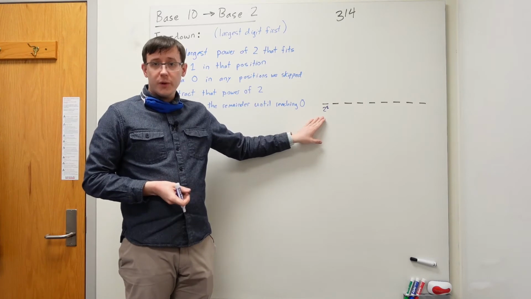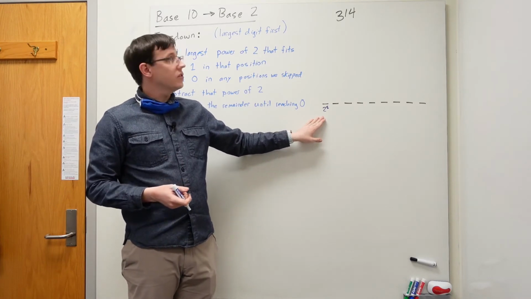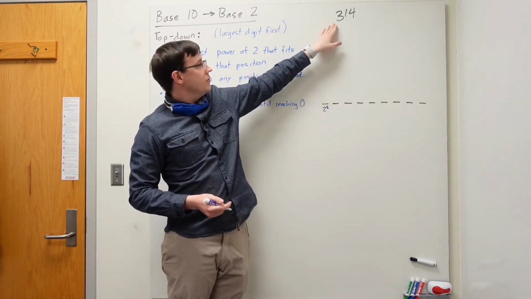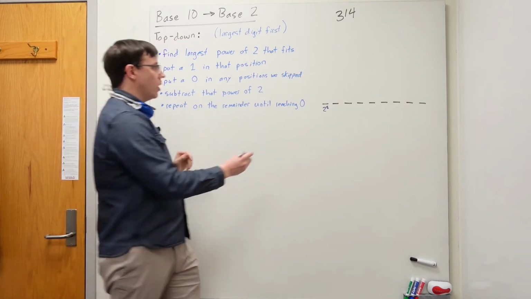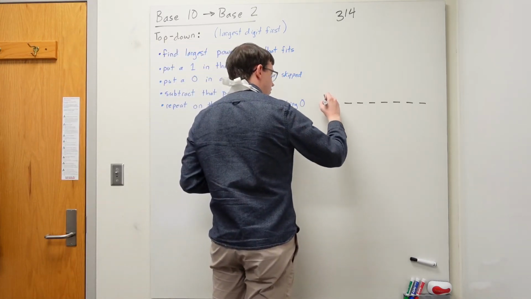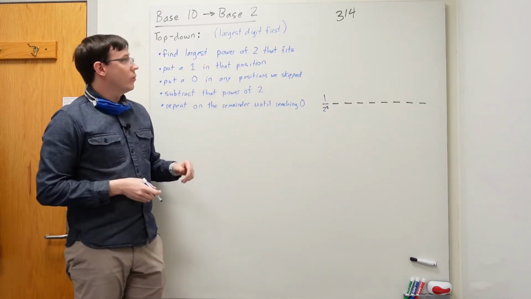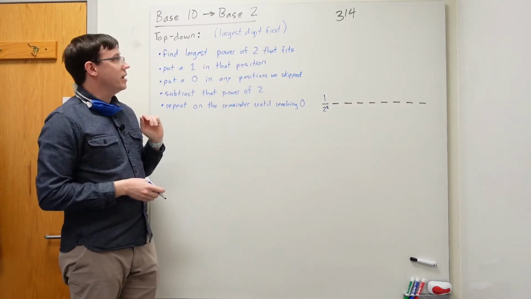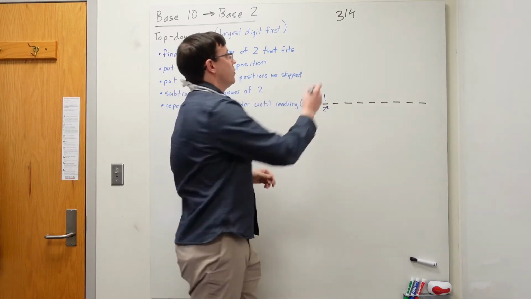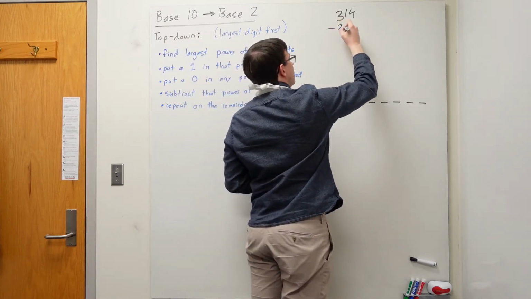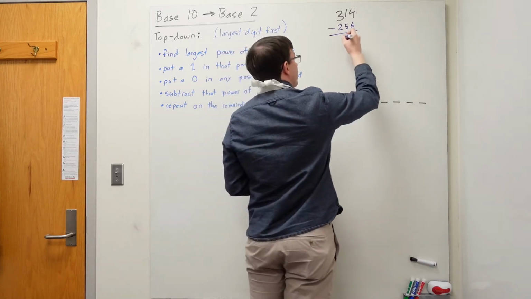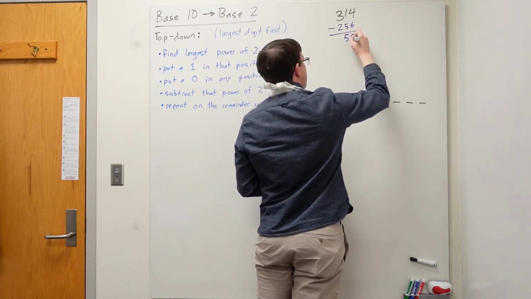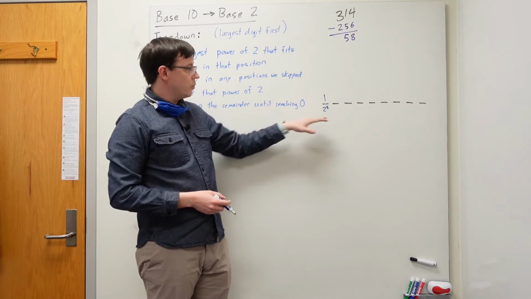So we just determined that 256 is the largest power of 2 less than 314. So now we put a 1 in that position. And then we want to subtract the power of 2. So we subtract 256 from 314. And we get 58. We haven't reached 0, so we'll keep going.